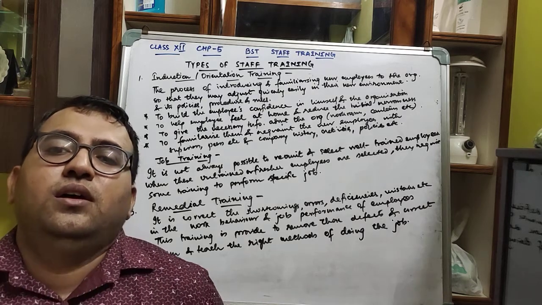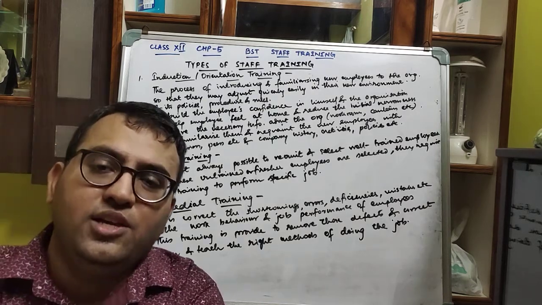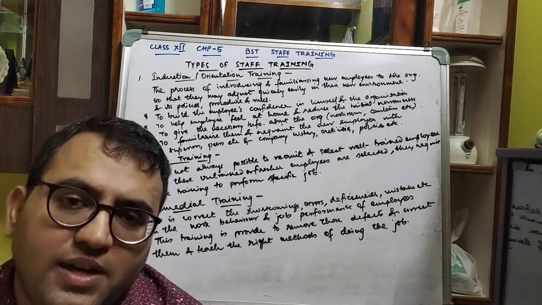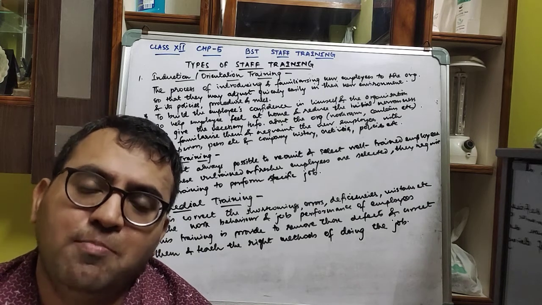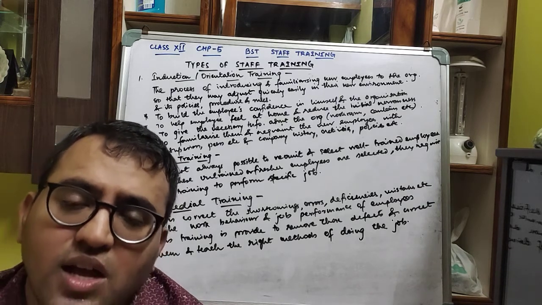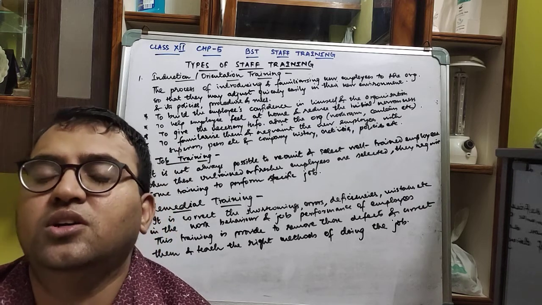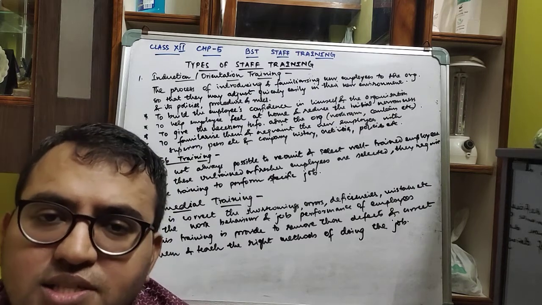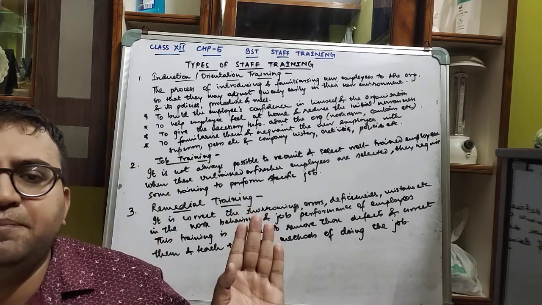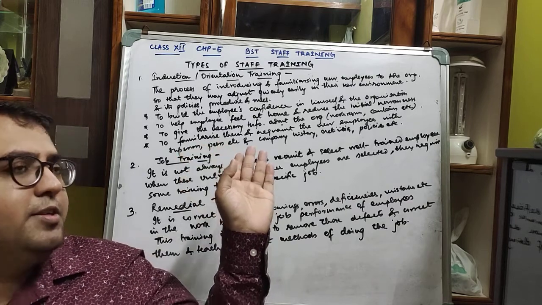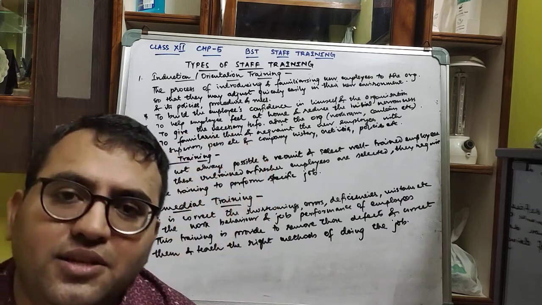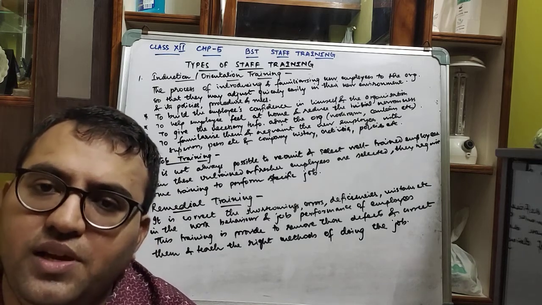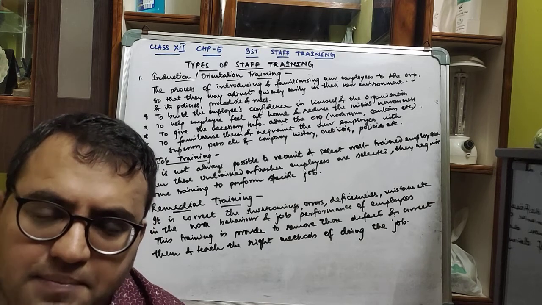Now students, we'll discuss and move forward to the next topic, that is the types of training which is given to the employees or the staff in an organization. There are different types of training which is given to the employees in the organization, but first we'll discuss these three types, which are induction or orientation training, then job training, and the third one is remedial training. So all of you listen to all this training very carefully and very attentively.